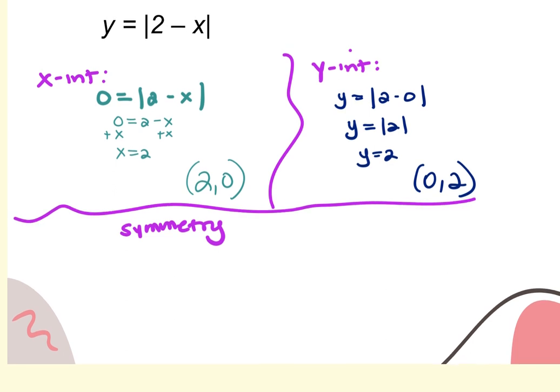Now we test for symmetry. So for x-axis, I'm going to plug in a negative y. For y-axis, I'm going to plug in a negative x. And for origin, I'm going to do both.